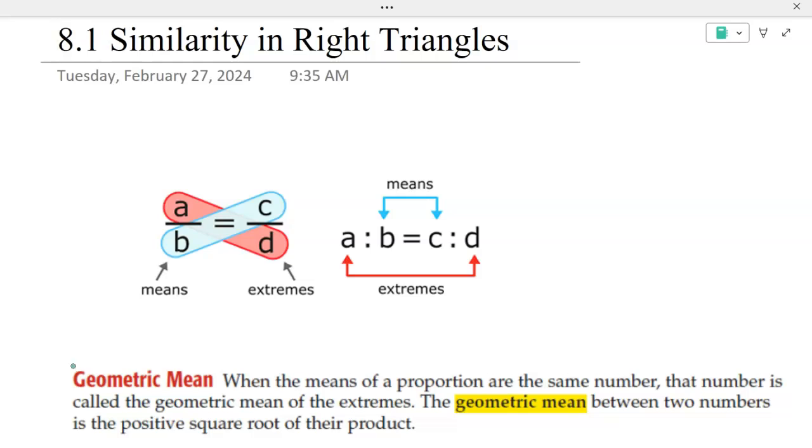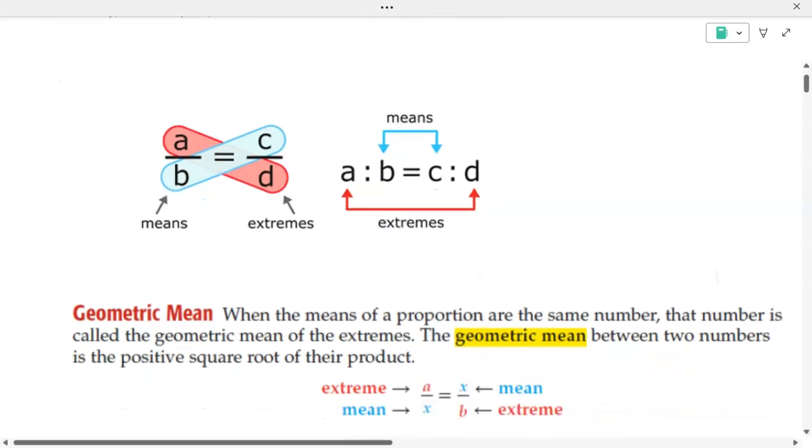And you see here that we have a proportion with A is to B as C is to D. The means of this proportion are these two variables that are across from each other. When you set up your proportion like this, A is to B as C is to D, A and D are the extremes because they're outside, and B and C are on the inside, so they are called the means. You see that when it's written as a normal proportion.